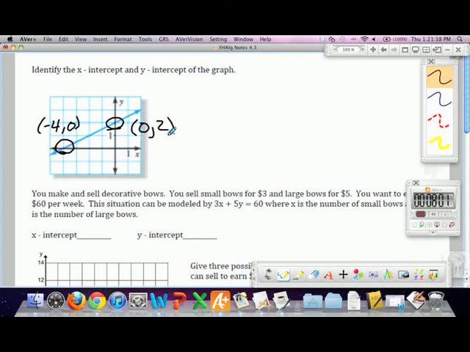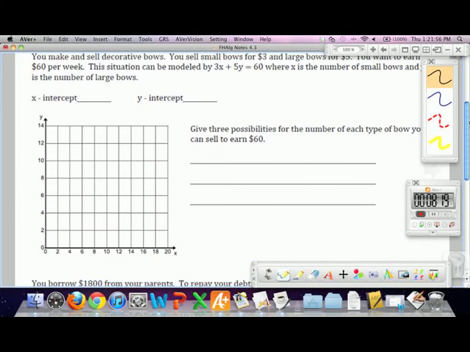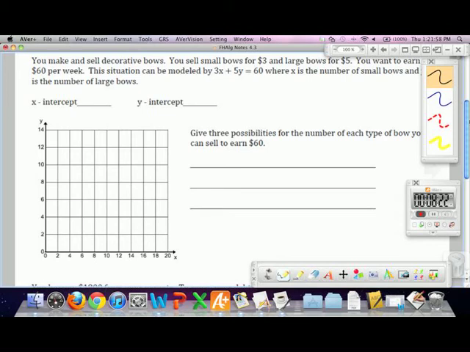Okay. We're going to look at one story problem, and then you can do the second one on your own. They're both very similar. And I'll read the first one to you. You make and sell decorative bows. You sell small bows for $3 and large ones for $5. You want to earn $60 per week. Okay? This situation can be modeled by 3x plus 5y equals 60. I'm going to even be so nice as to tell you an equation for this situation.